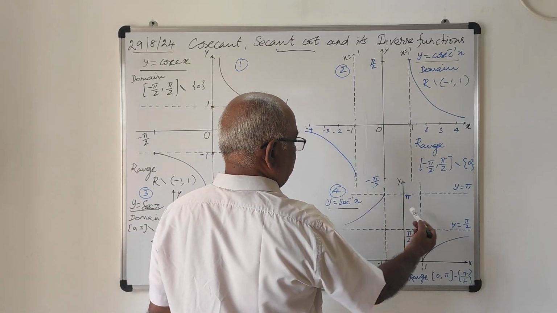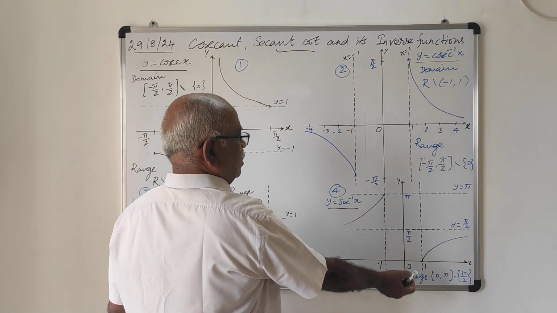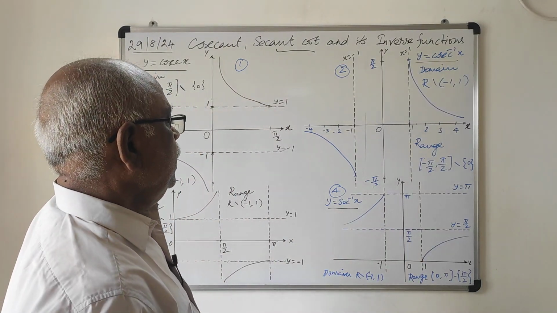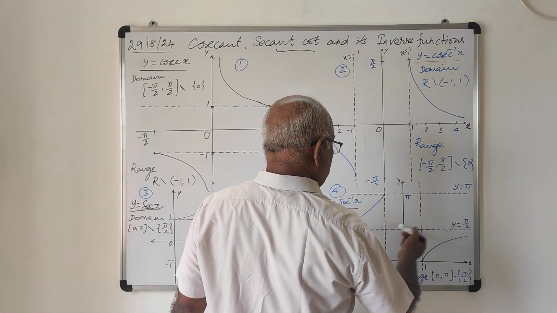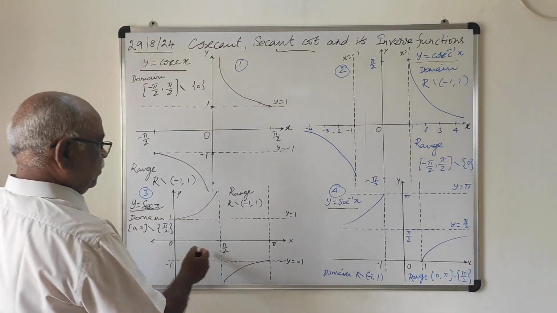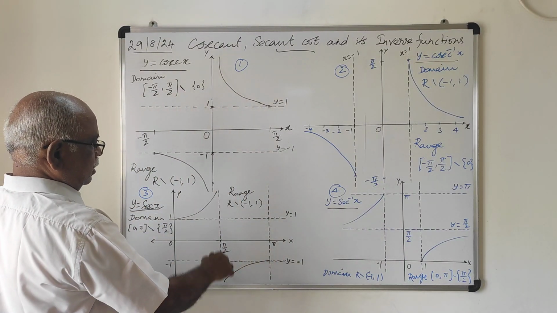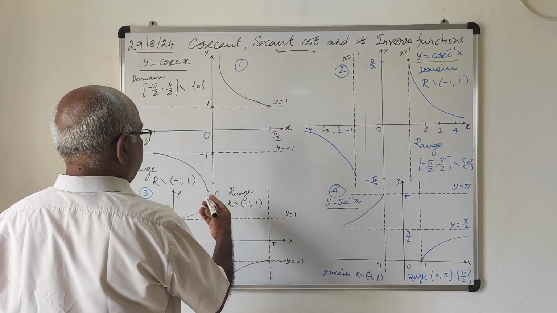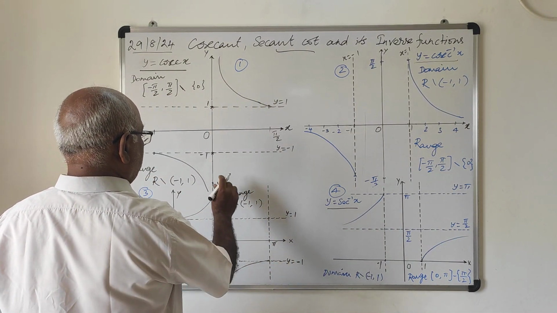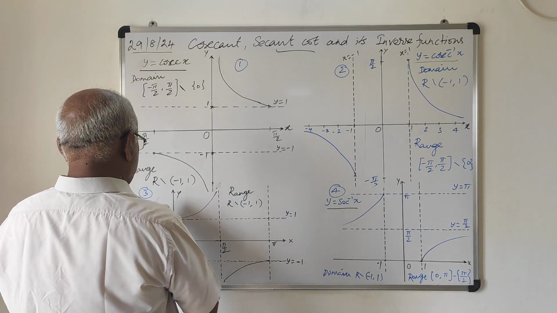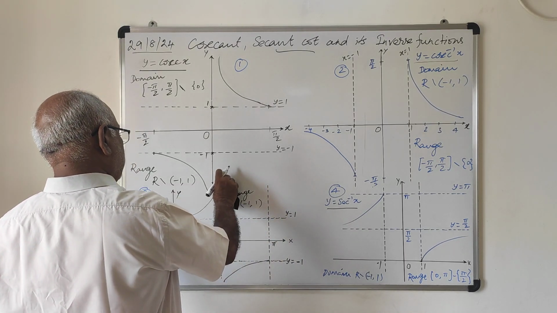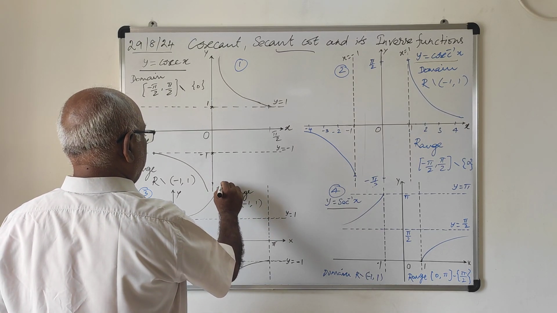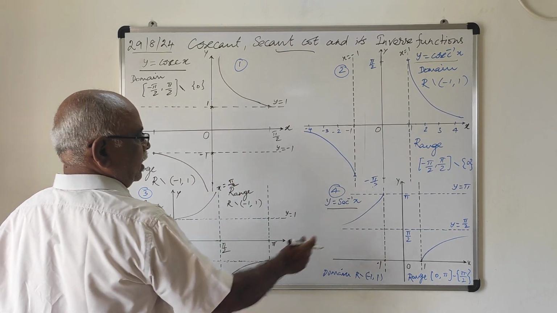Okay? Secant inverse x, right of 1 and left of minus 1. Above pi by 2 and below pi by 2. So this y equal to pi by 2 is an asymptotic line. Similarly, for secant, x equal to pi by 2 is an asymptotic line. So this is the line x equal to pi by 2, the asymptotic line. Here, y equal to pi by 2.